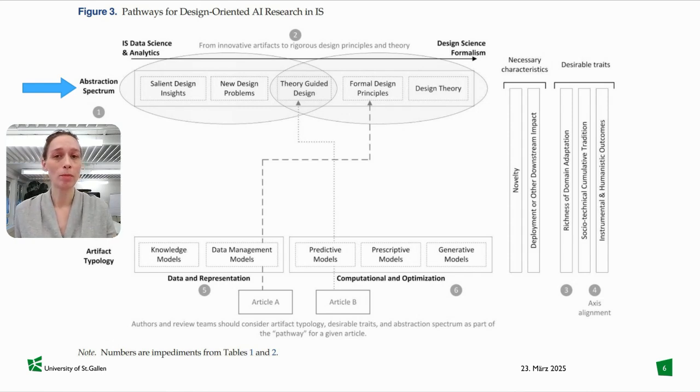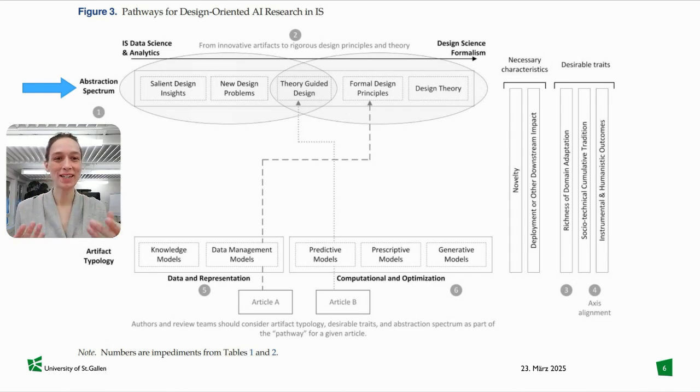So you could write about a particular feature, or you could define new design problems, or you could make a design which is very heavily theory guided, or you could even create new formal design principles, or even contribute to the design theory in your paper. And this ensures that your paper has much more longevity, and it's not about a particular AI model or machine learning model. It's more about really this design level of it.